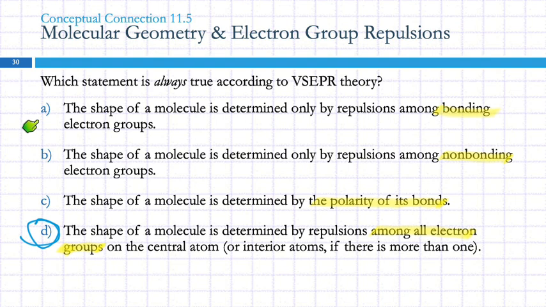A can be true if you have no lone pairs, right? If there's no lone pairs, then it is determined by the bonding pairs. But if you have lone pairs, they also come into play.